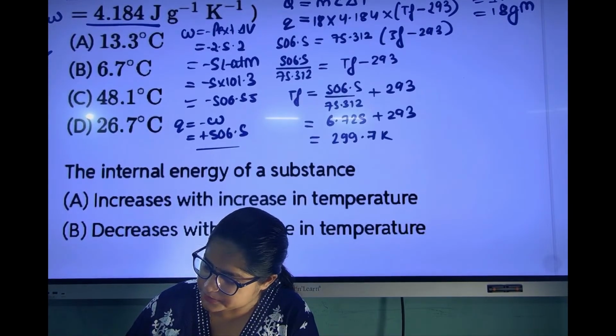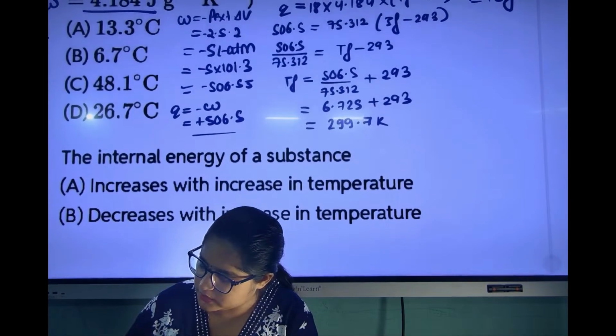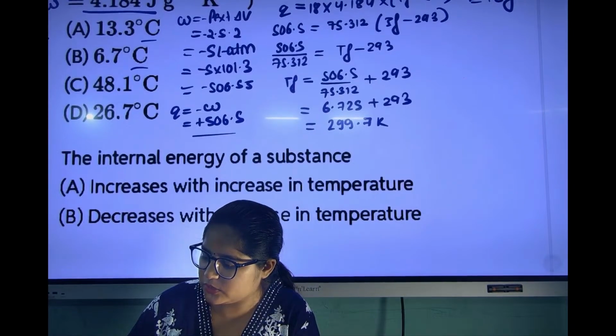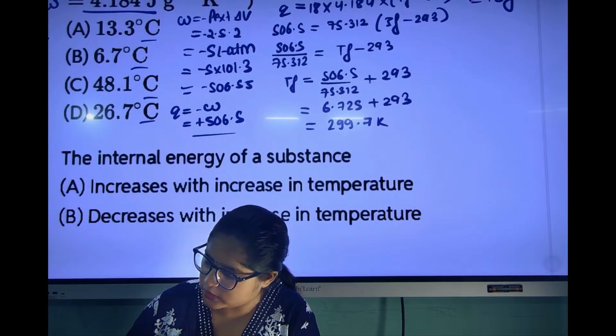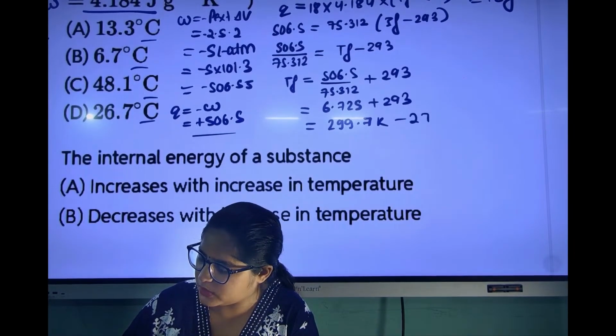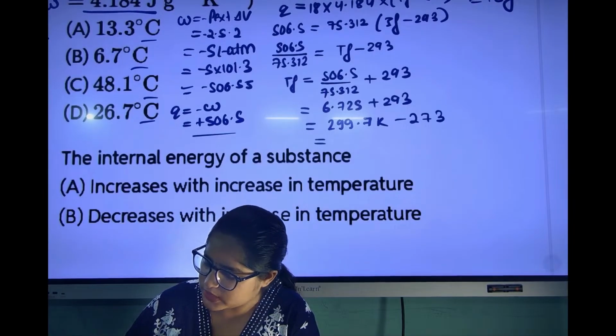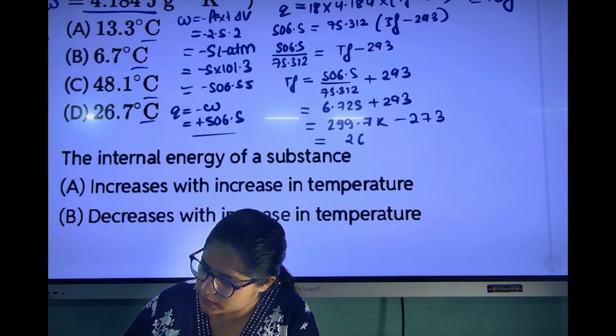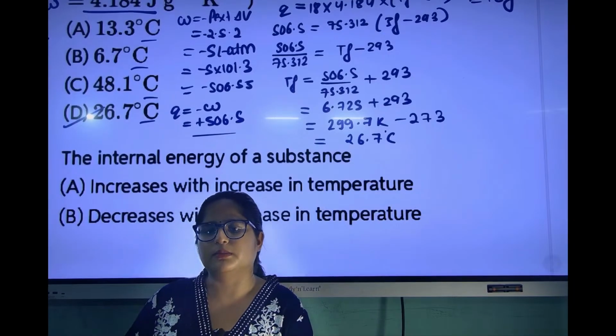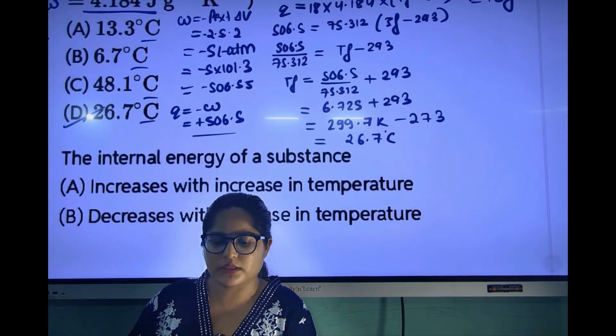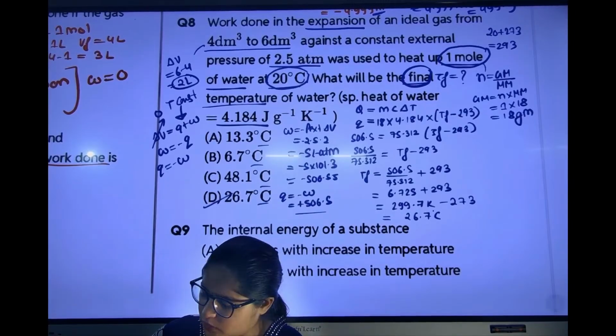When we add it, we get 299.7 Kelvin. But the answer is in Celsius. Can you see? The answer is in Celsius. So I will subtract 273 to convert it into Celsius, and I will get 26.7 degrees centigrade. So option D will be the right answer. Clear? Okay, let us see question number 9.